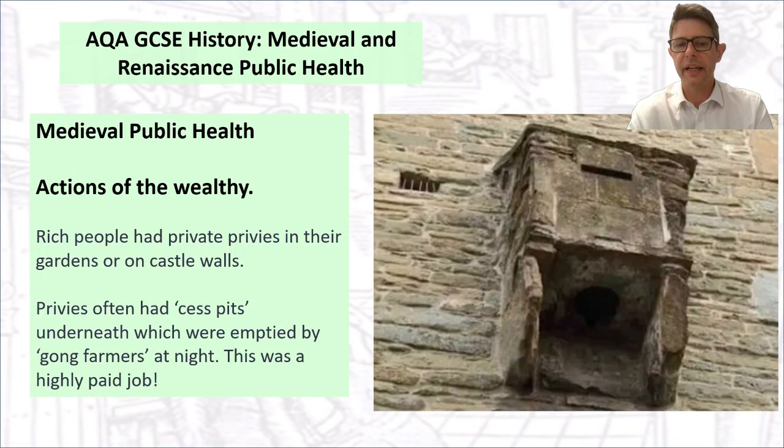So therefore, again, going back to the actions of the wealthy, people had to take actions themselves. So rich people would have their own private privies in their gardens, or like this one, on a castle wall, and the waste would drop out below. Privies often had cesspits underneath them, and rich people would pay the gong farmers to come and empty those cesspits. So gong farmer was quite a wealthy job, because obviously nobody else wanted to empty the cesspits.